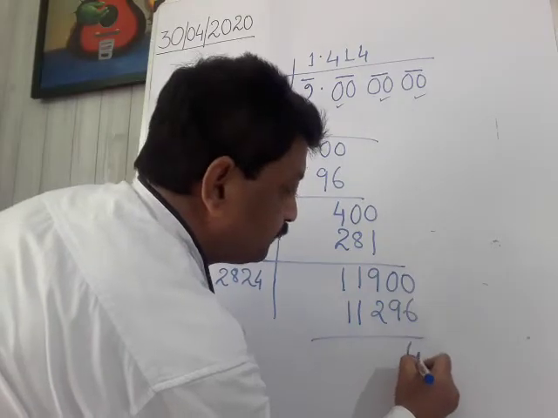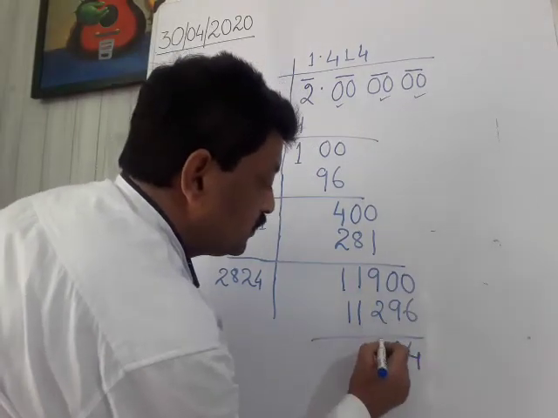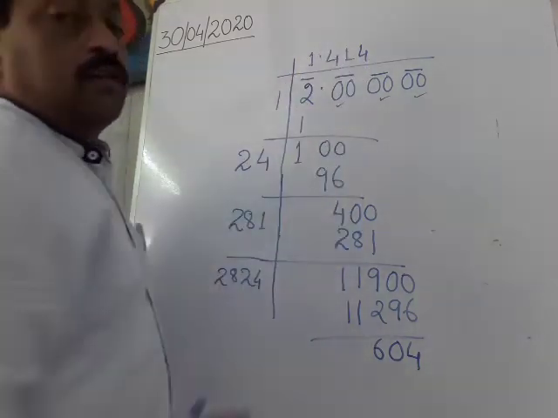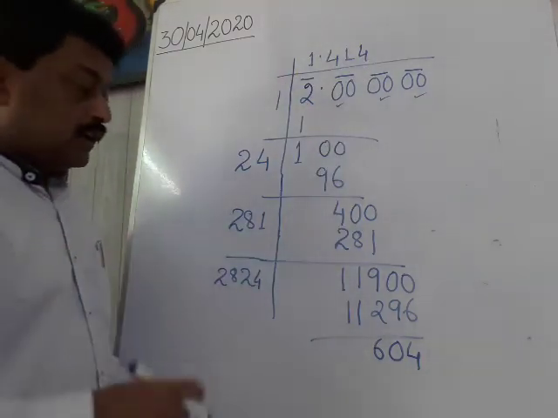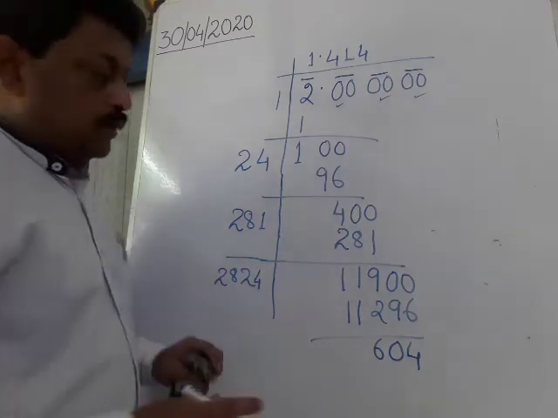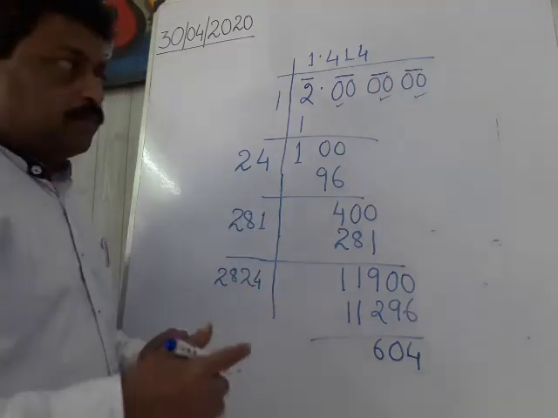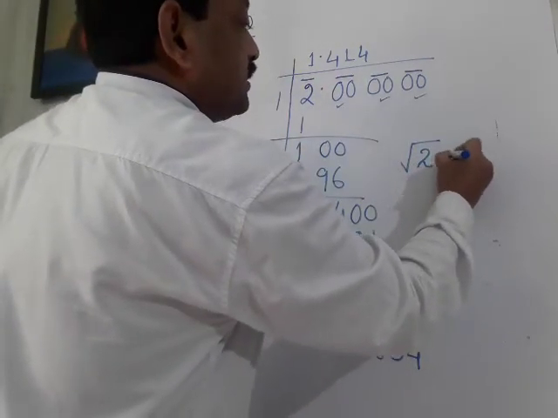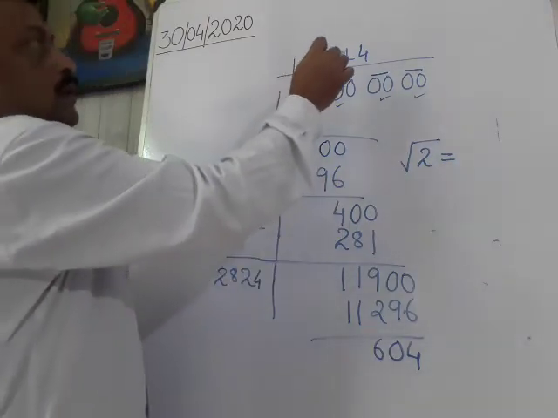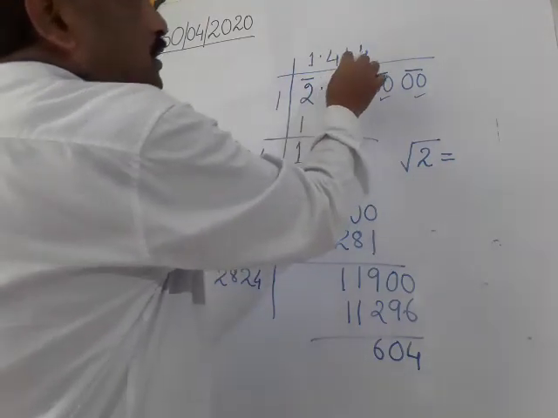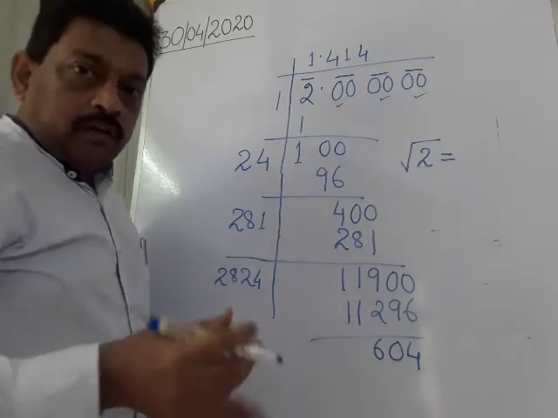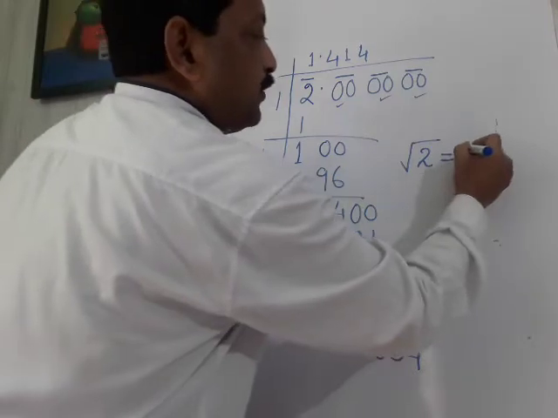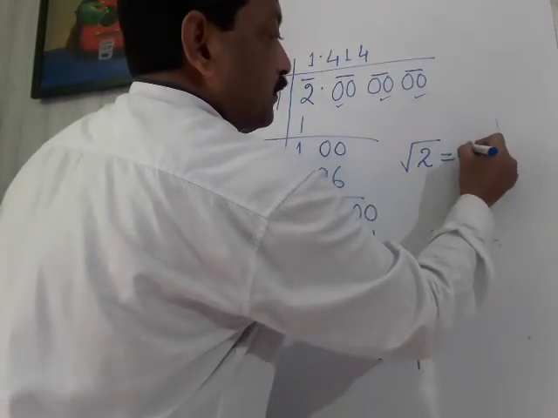So it is 4, 0, 6. So the remainder is coming 604. Now we have already got 3 decimal places. We have to find the answer up to 2 decimal places. So we don't have to do any further step. Just from here, root over 2 is equal to, since the third decimal place is 4, according to the rule of rounding off, we have to omit 4 and we have to take 1.41 only.